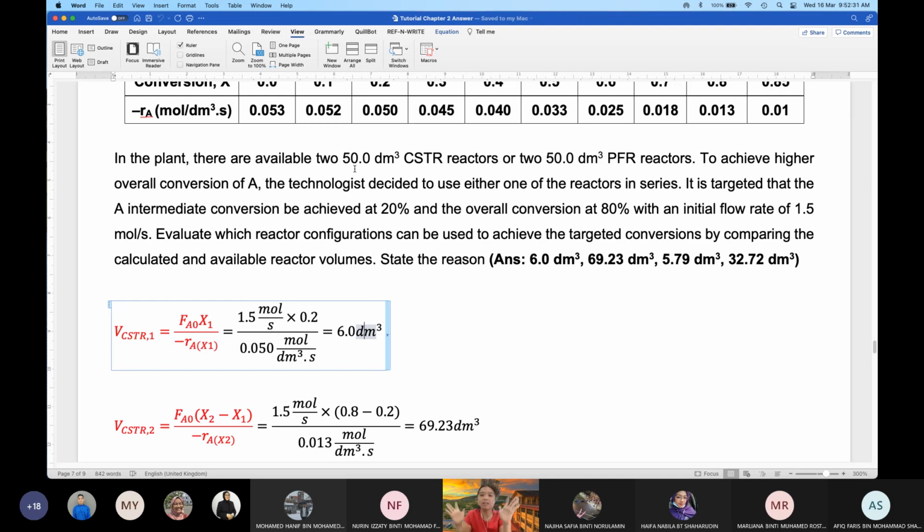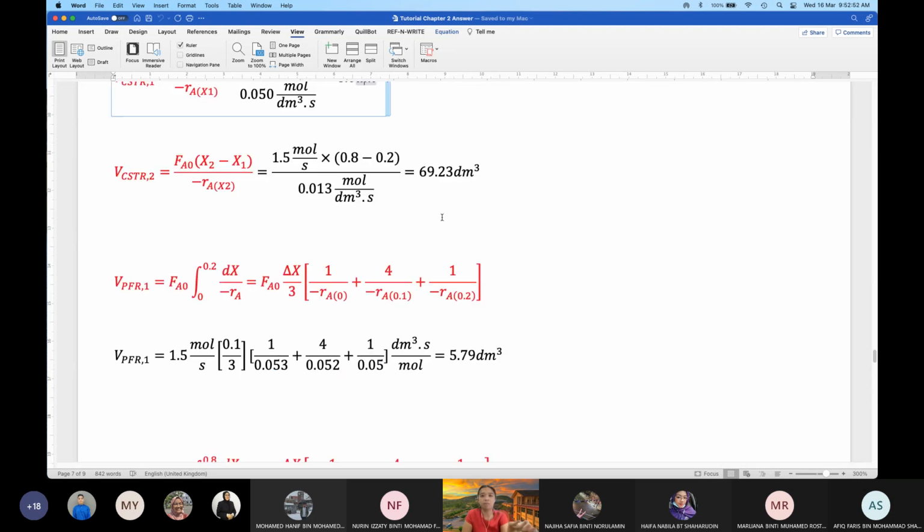Okay, so first part, CSTR, we can conclude the configuration cannot be used because the second reactor calculated volume is bigger than the available volume. Okay, so CSTR we cannot use. So we go to the next example. Okay, we go to the next one, PFR. Okay, so CSTR we are done, we have made the conclusion. We go to PFR. We check, can the PFR be used or not?